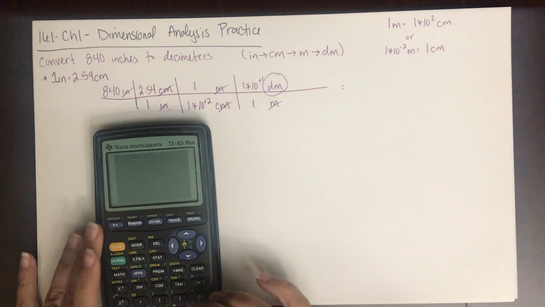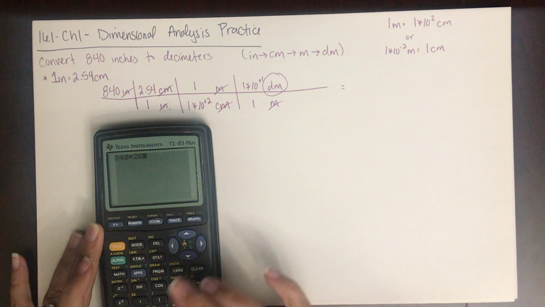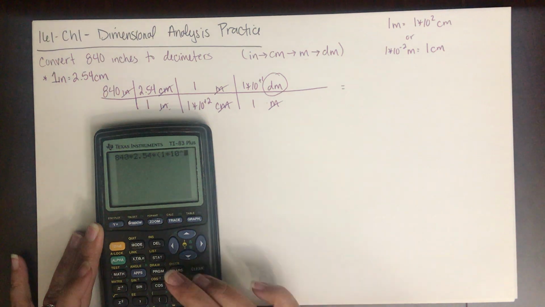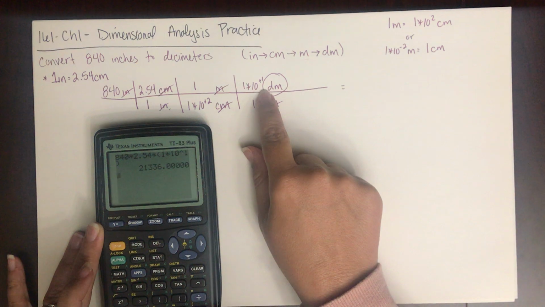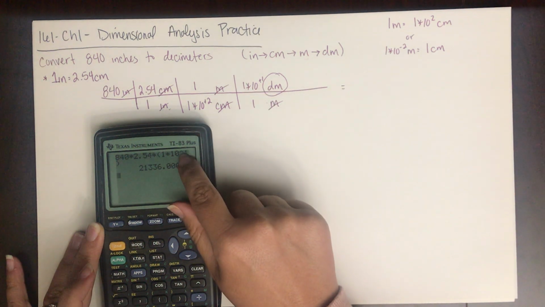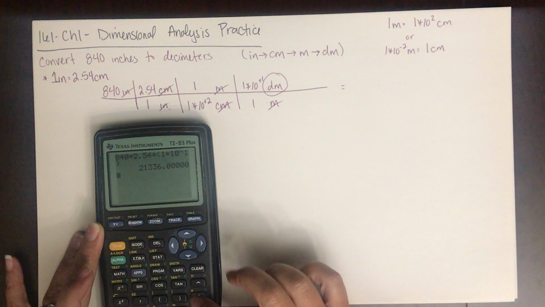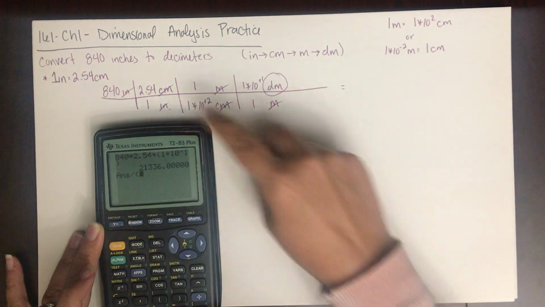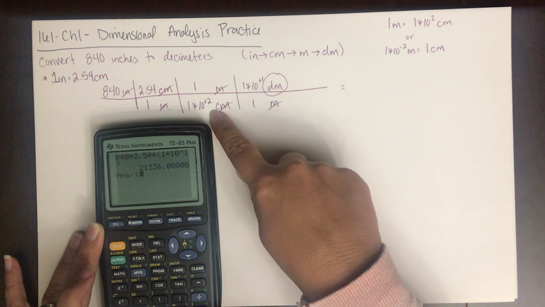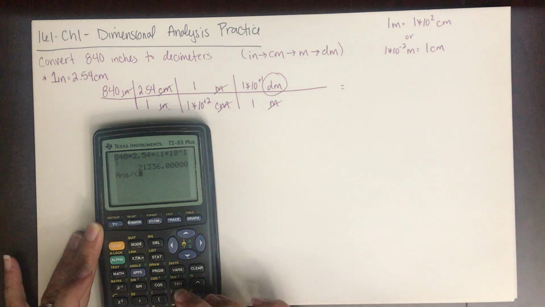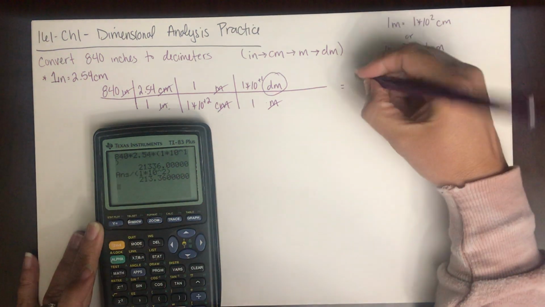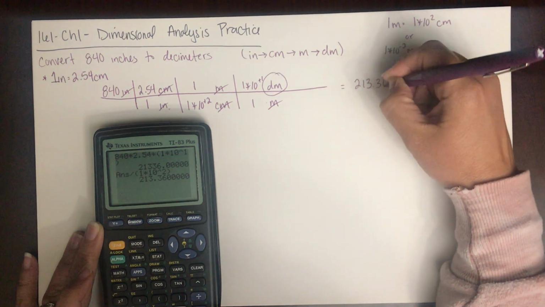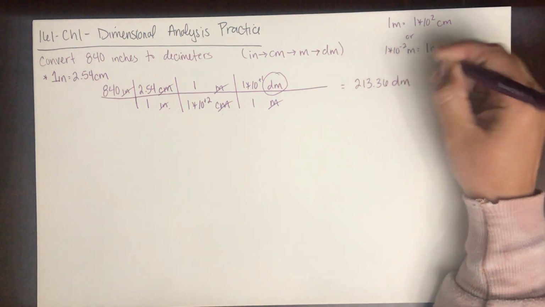So let's see. I'm going to say 840 times 2.54 times 1 times 10 to the first. Always make sure that you are putting parentheses around anything in scientific notation, because if not, it will just raise everything before that to that exponent. Divided by what's on the bottom, 1 times 1 times 10 to the second times 1, which is just 1 times 10 to the second. I get 213.36, and again, the unit is decimeters.